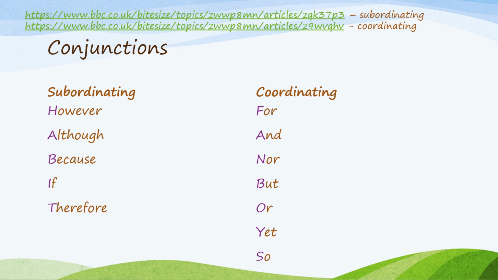But you can see here we've got fanboys, which is a good way to remember your coordinating conjunctions. For, and, nor, but, or, yet, and so. And the children know that for subordinating conjunctions, we've got the word habit. Get into the habit of using more conjunctions: however, although, because, if, and therefore.